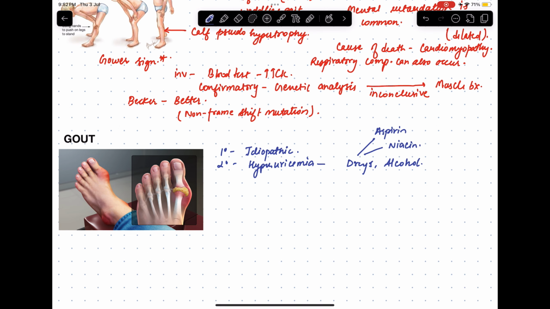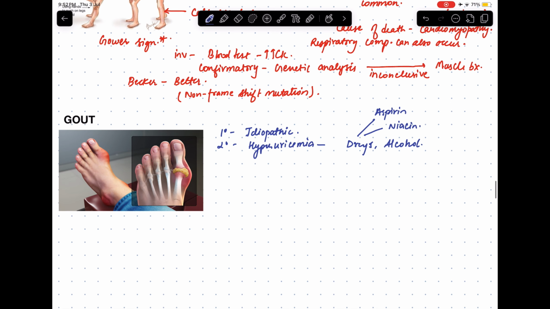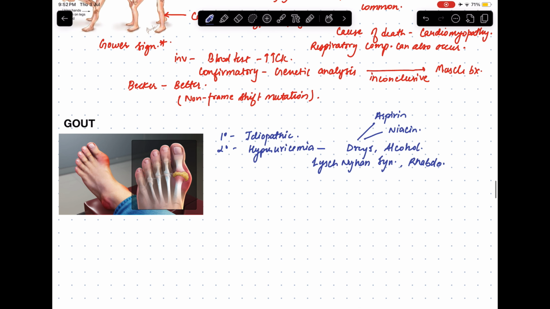And along with that, Lesch-Nyhan syndrome, that is HGPRT deficiency, that is the link from biochemistry. It is also important, and tumor lysis syndrome, also known as rhabdomyolysis. These are some of the important etiologies for gout.